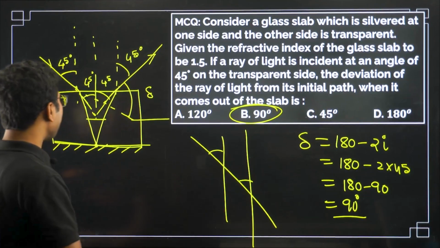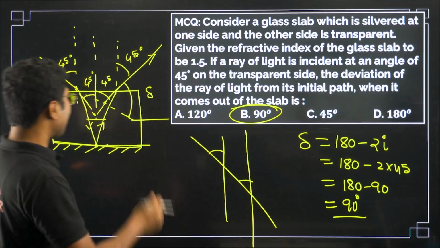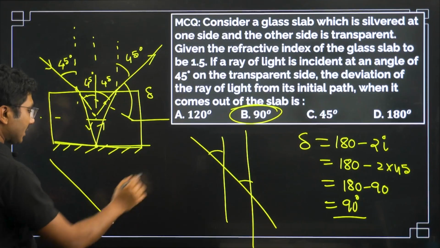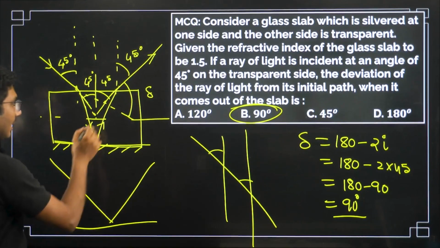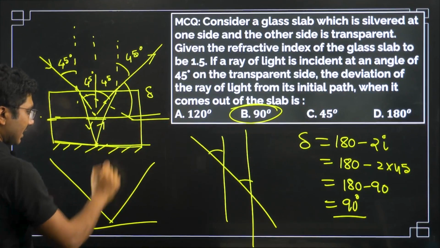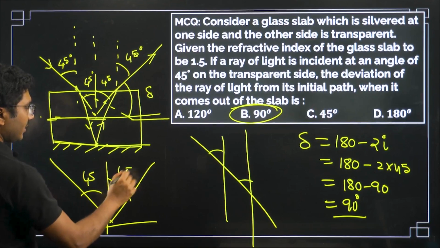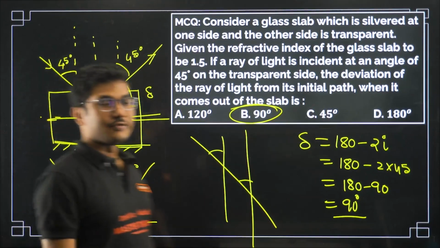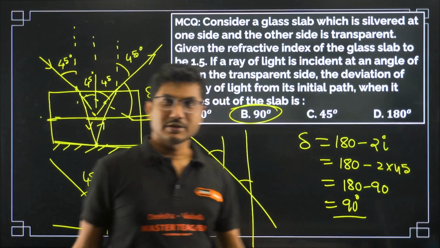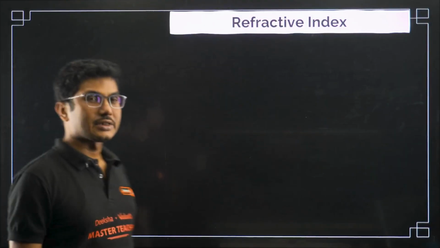This is a very simple problem, so try to keep it simple. You can consider this to be a virtual reflection method, only the plane is not this, the plane will be somewhere here. That's it. The angle of incidence will be 45, this is also 45, so the angle of deviation will be 180 degrees minus 2i. This is the simple logic. If you apply it, you can solve such questions easily.